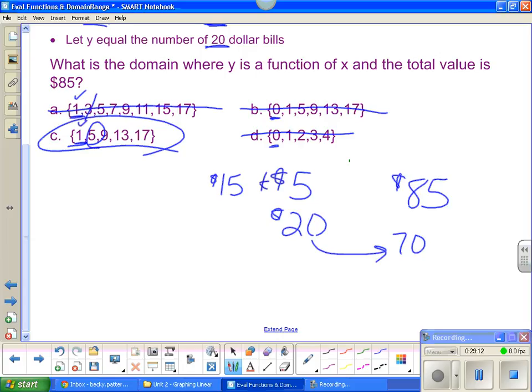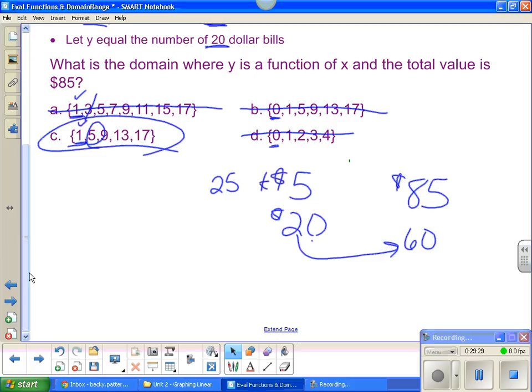Again, for further explanation, I'm just going to show you why the 5 works. So if I have 5 $5 bills, I have $25. If I take that away from $85, I have 60 bucks left. And can you hit 60 bucks out of all 20s? And the answer is yes. So I hope this helps to clarify. Just remember that domain is talking about the x's. And you have to figure out what the x's represent for domain.